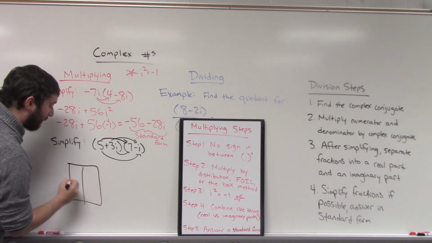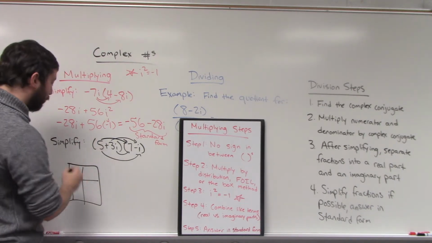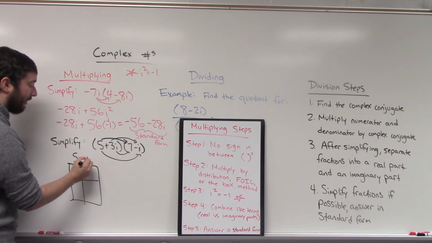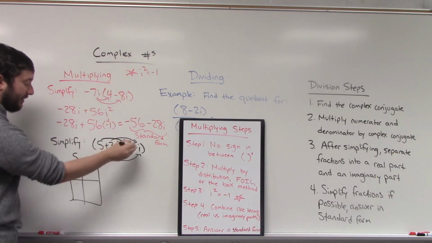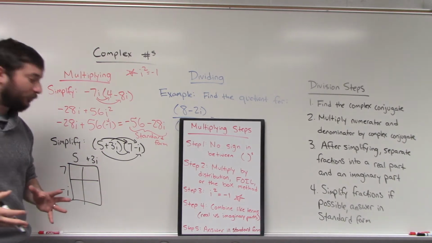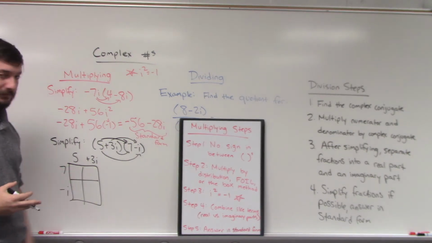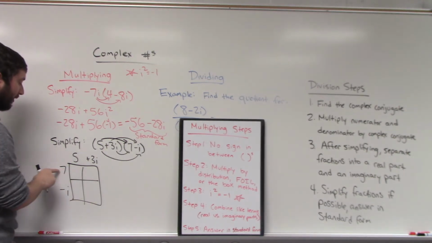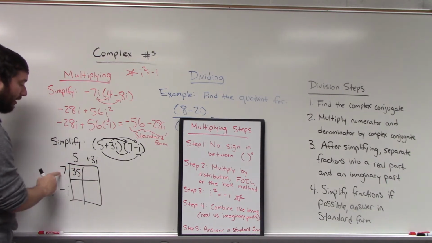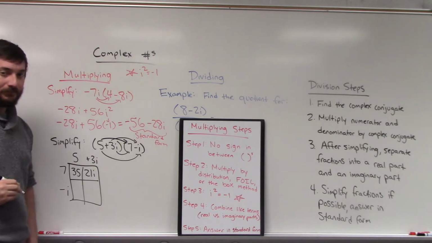Okay, I'm going to draw 2 columns because we have 2 terms in the first parentheses, 2 rows because we have 2 terms in the second parentheses. So 5, positive 3i, 7, negative i. Now that I've organized the box this way, hopefully you see there's 4 different answers I should be getting here, right? For example, 7 times 5, 35. 7 times 3i, 21i.